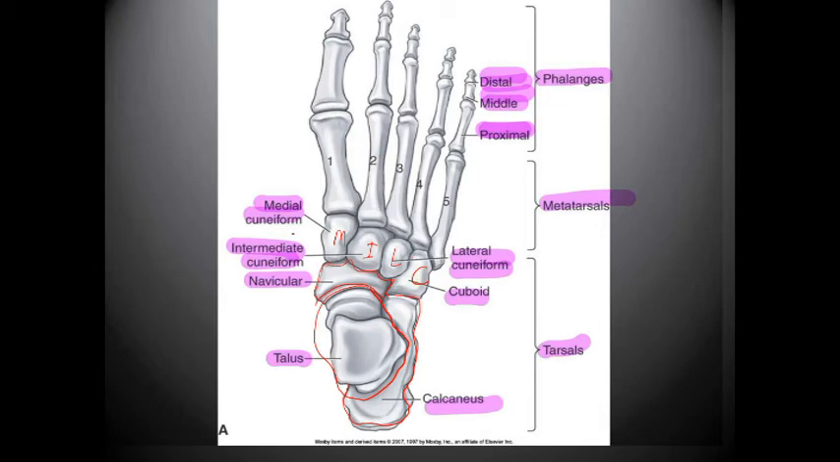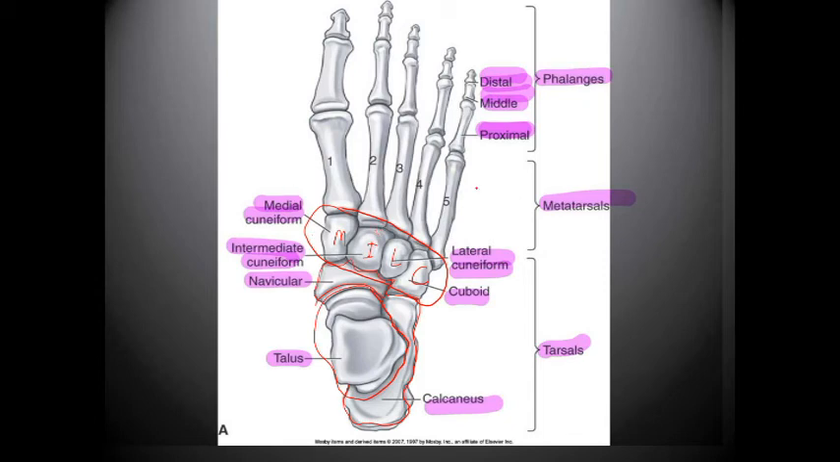An easy way to remember this is "milk" with a C, not a K. That will take you from medial to lateral on the most distal row of the tarsal bones.